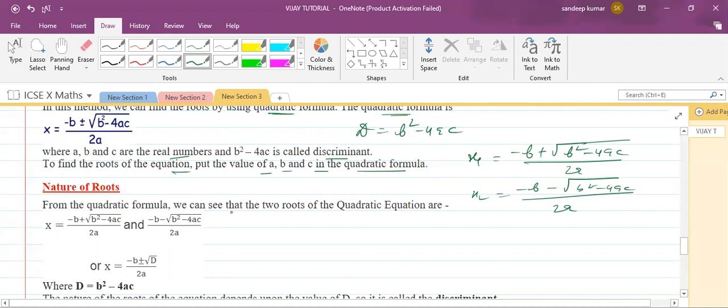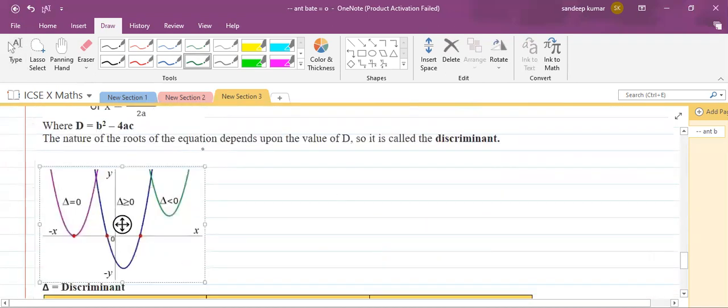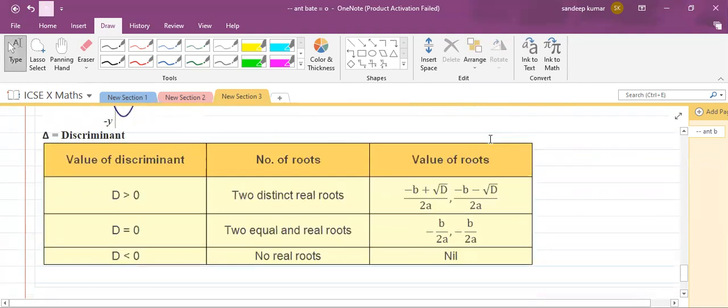Okay, from the quadratic formula, we can see the two roots of the quadratic equation are x is equal to minus b plus root under d by twice of a. This is d actually, right? Discriminant. And minus b minus root under d by twice of a. Okay, so x is equal to minus b plus minus root d by twice of a. We can write where d is equal to b square minus 4ac. Okay, the nature of roots of the equation depends upon the value of d, so it is called the discriminant. Okay, so here you can see this table, value of discriminant.